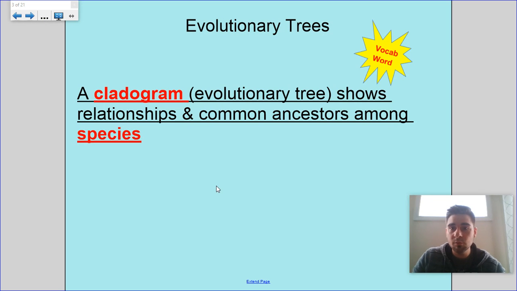Now, what I want you to write down is this definition of cladogram. So go ahead and take a moment and fill this in. Remember, you can pause the video. Okay, so what this is saying is that a cladogram is the same as an evolutionary tree. We're showing evolutionary relationships and also common ancestors among species.